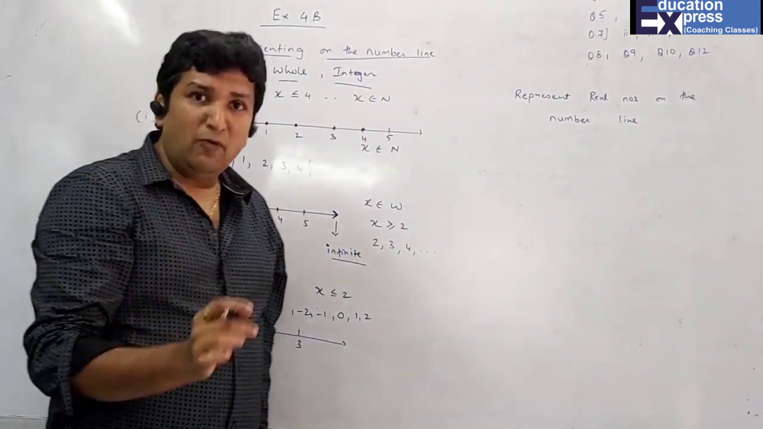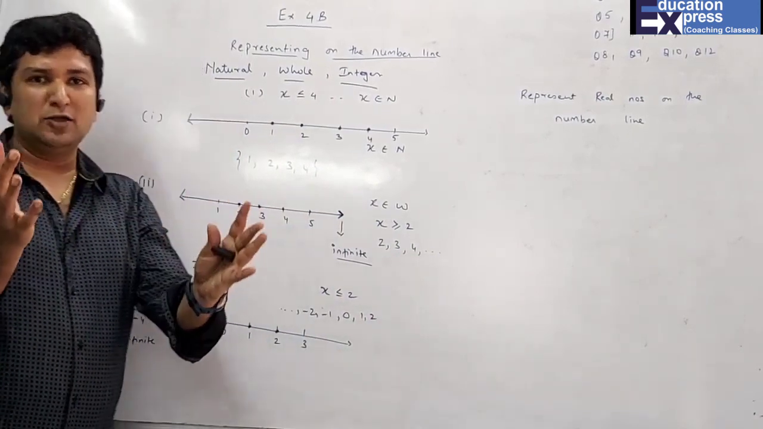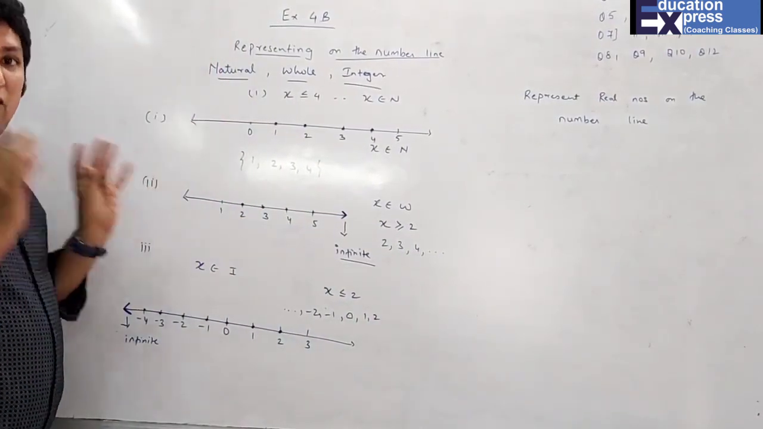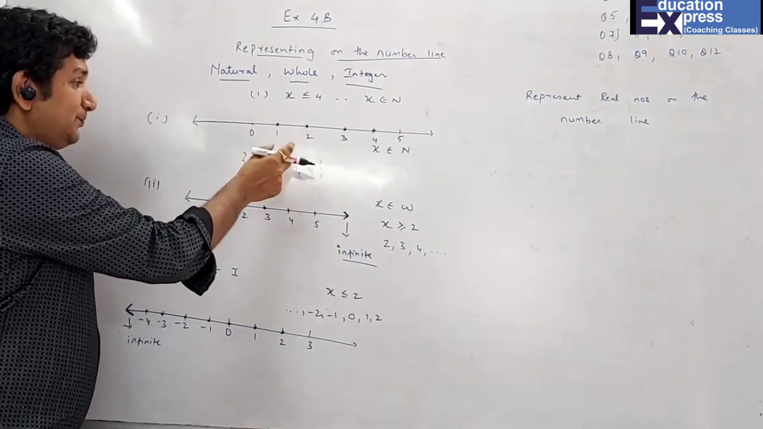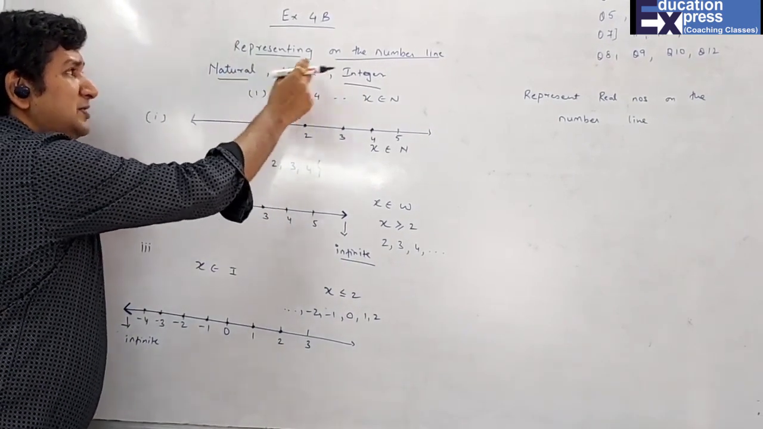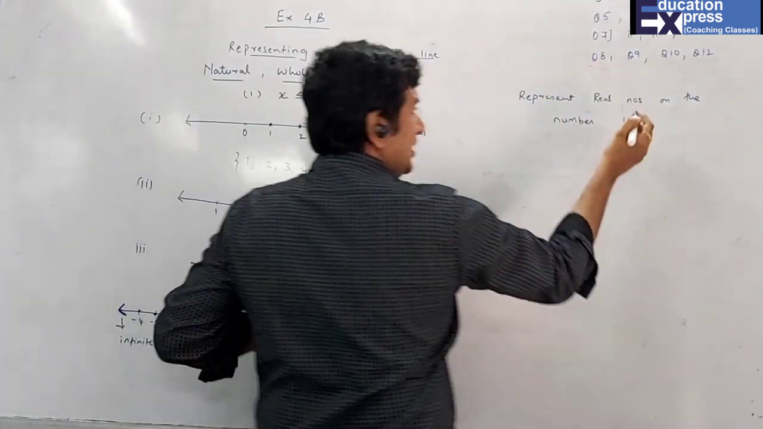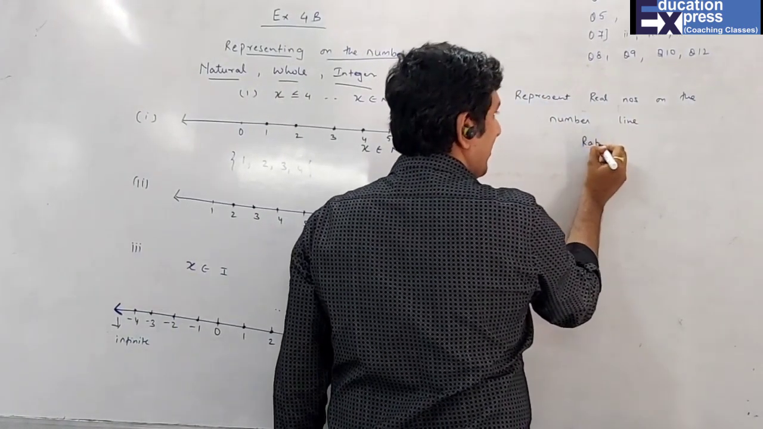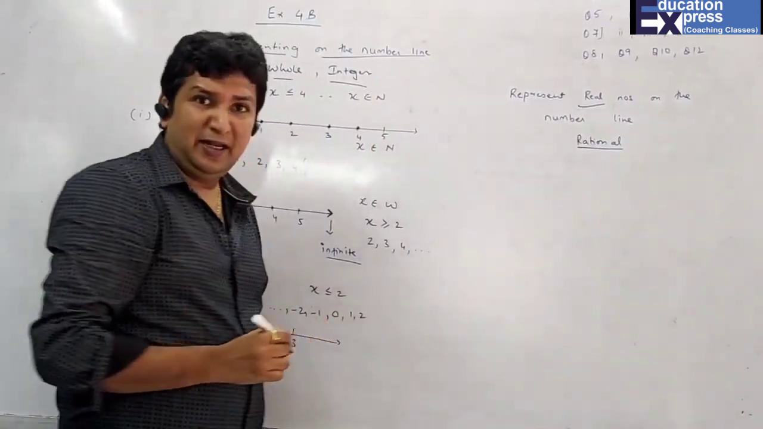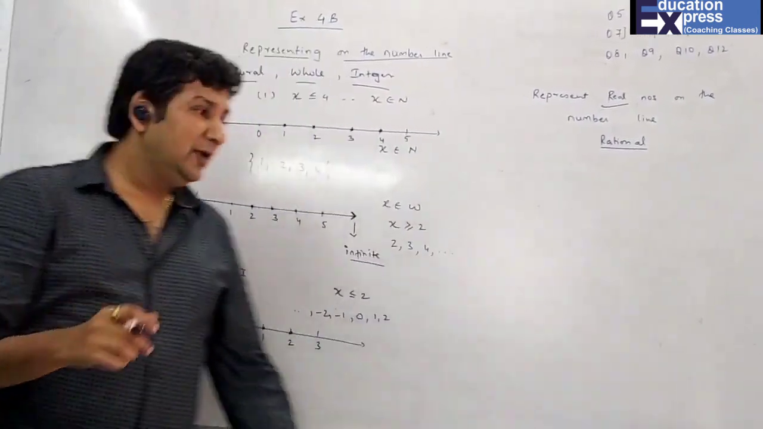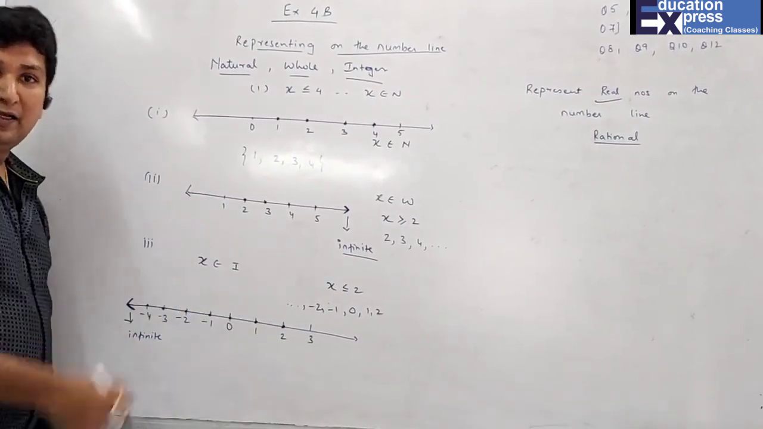The only thing that is different in exercise B is representing on a number line. I have only two parts of it. One is including only the numbers, not anything in between. That means only natural numbers, whole numbers, integers will fall under this category. Real numbers and rational numbers will fall under the other category. It means it will not only include these numbers, but also the numbers in between.